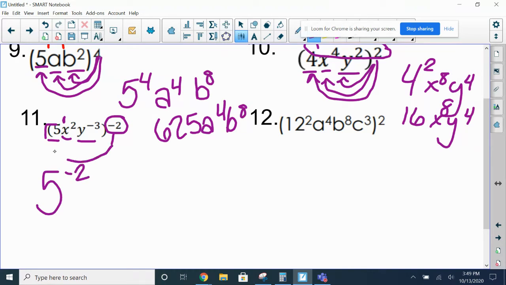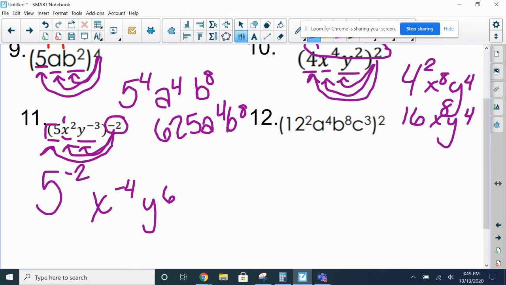We're going to distribute it then into the x, and -2 times +2 is going to leave us with x to the -4. We're going to distribute that 2 into the y as well, and -2 times -3 is going to give us y to the +6, because we know our 5, that negative times a positive gives us a negative. With the x, the negative times a positive gives us a negative, and in that y, we had 2 negatives, which gives us a positive.